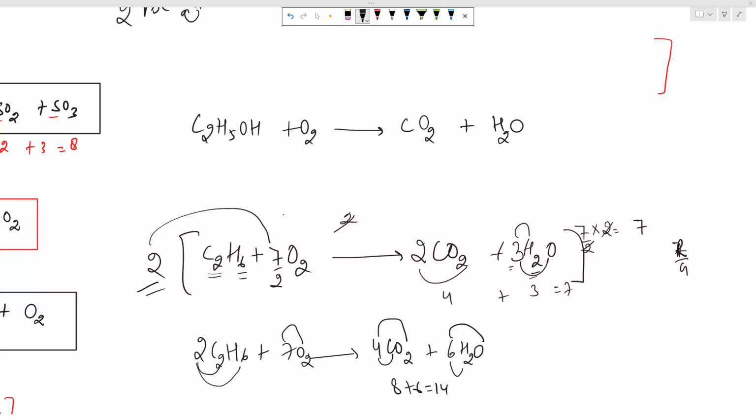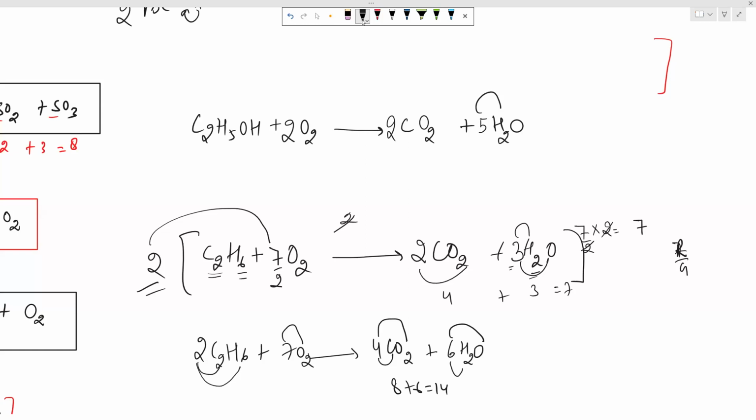Okay. What number did you write here? Sir, it will be C2H5OH plus 2O2 gives you 2CO2 plus 5H2O.